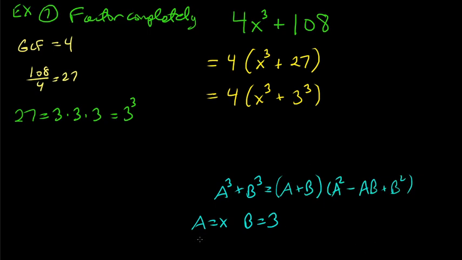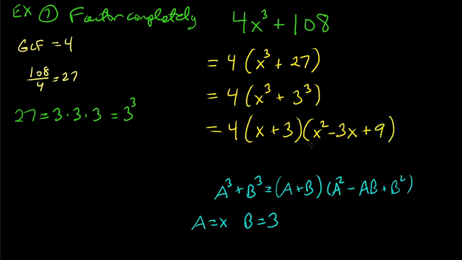All right. So that should do it. Don't forget the 4, the GCF. But then we have a plus b, which is just x plus 3. And then a squared is just x squared. Minus a times b. A times b is x times 3. But that looks backwards, right? The 3 goes in front, so 3 times x. Plus b squared is 3 squared. 3 squared is 9.